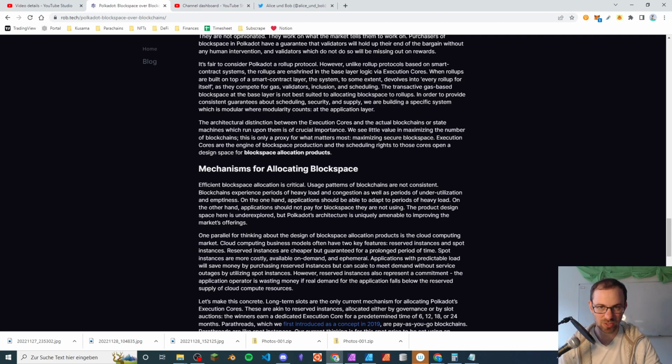Okay, this is very loaded. We will unpack it, but let me read the sentence. The transactive gas-based block space at the base layer is not best suited to allocating block space to rollups. In order to provide consistent guarantees about scheduling, security, and supply, we are building a specific system which is modular, where modularity counts at the application layer. Okay, so what is he describing here?